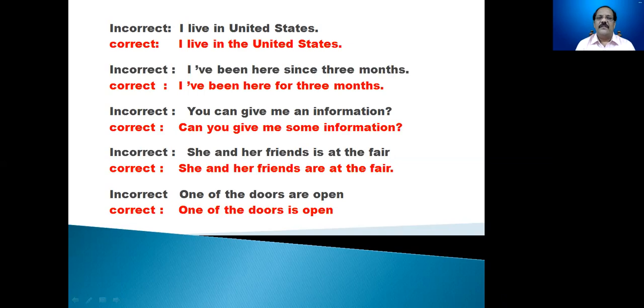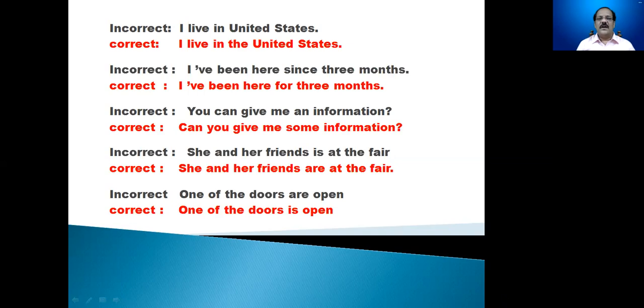She and her friends both together form a noun, and this noun is plural, so we are using a plural be form, plural verb, that is are. So she and her friends are at the fair. Then go for the next one.